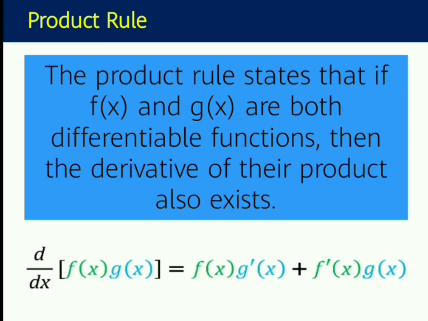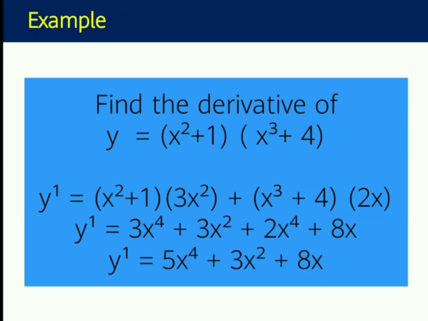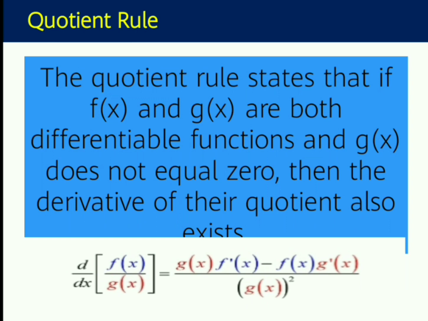The product rule. The rule states that if f of x and g of x are both differentiable functions, then the derivative of their product also exists. That is the example. The quotient rule states that if f of x and g of x are both differentiable functions and g of x does not equal 0, then the derivative of a quotient also exists.